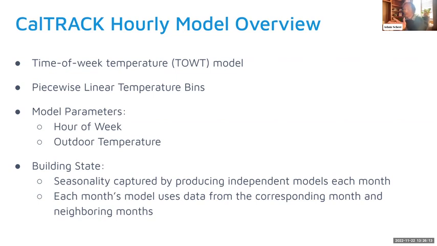So seasonality in the Caltrack hourly model is captured. It's not really captured in the daily model. I'm going to talk a lot more about that. But seasonality is captured by producing independent models for each month. So every single month gets an independent Caltrack hourly model. So the time of week aspect of the model is for specific timeframes that each month is utilizing to develop a distinct model. And then all of those models are basically sutured together for the annual Caltrack hourly model.